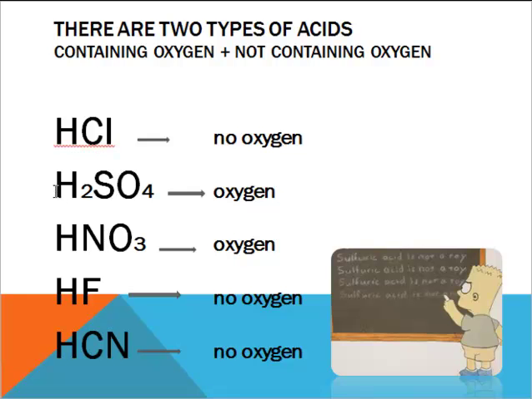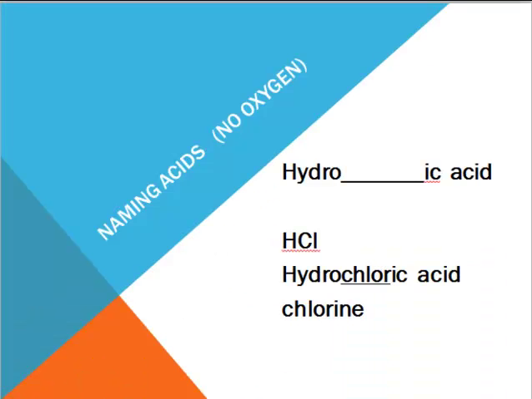There are two different naming systems for naming acids, and we depend on whether they have oxygen or not to determine which naming system to use. So, to review very quickly, to be an acid they have to start with hydrogen, and whether they contain oxygen or not will be important to which naming system to use. First, we're going to learn how to name acids that do not have oxygen.